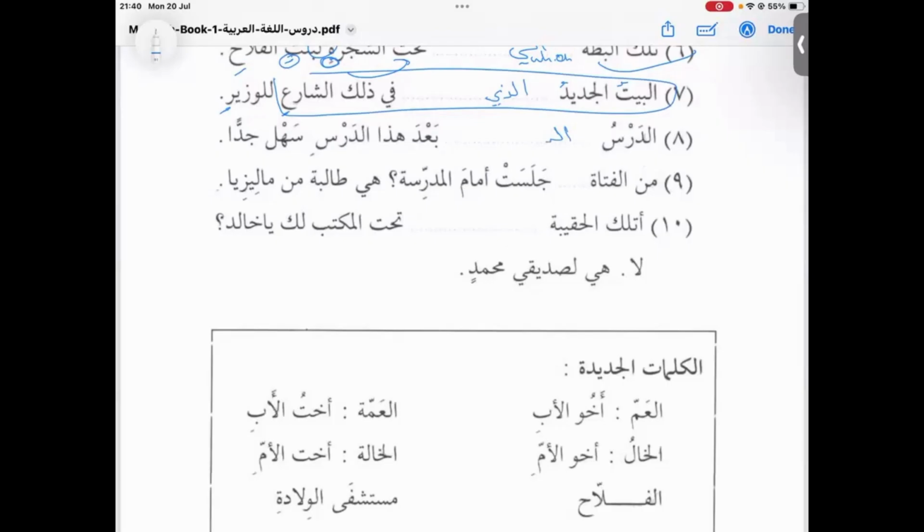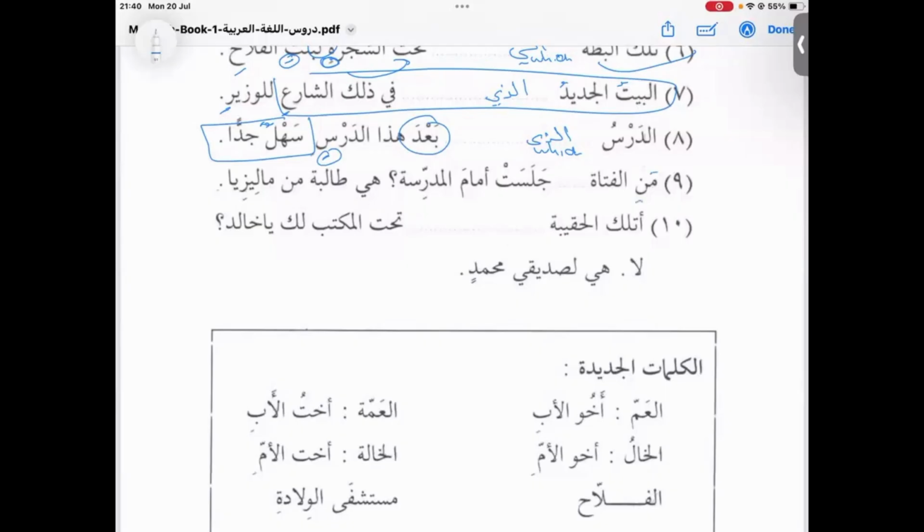Ad-darsu alladhi, because ad-dars is male. The lesson which بعد هذا الدرس, the lesson which is after this lesson, بعد هذا الدرس, sahlun is easy, sahlun jiddan is very easy. That's the khabar. بعد, whatever follows بعد will get a kasra. بعد means after. بعد هذا الدرس.